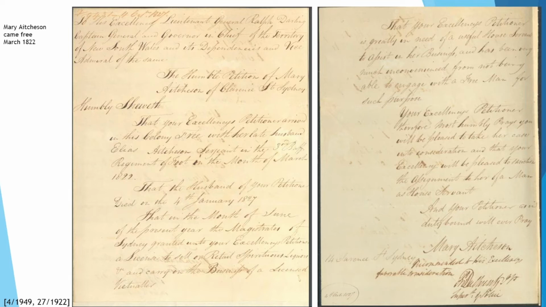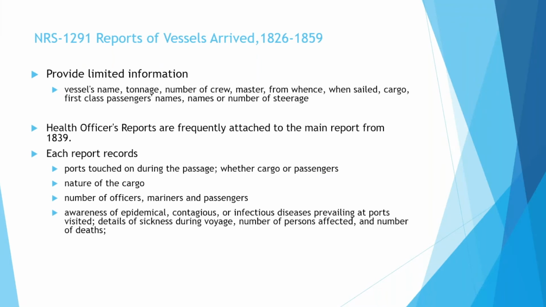Now looking at the two main series we had, the first one being Reports to Vessels Arrived, 1826 to 1859. Now these have very limited information, a bit of information about the vessel itself. Passengers are usually just listed by Mr. and Mrs. And there is a health officer's report attached to these, just noting the ports that it stopped at on the way, what the cargo was, and if there was any illness or sickness on the voyage out.